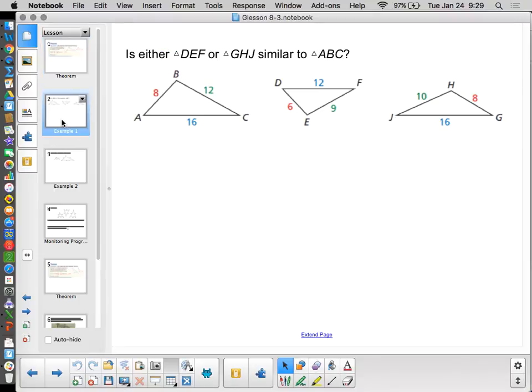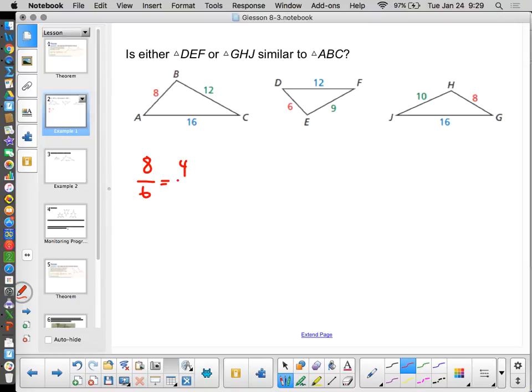So the question I'm asking here is, are any of these triangles similar to one another? The way we find out is we line up the corresponding sides. Shortest to shortest, middle to middle, longest to longest. Now, fortunately for us, these are already color-coded, so I can tell what's the shortest side. So we'll start with A, B, C, and D, E, F. So the shortest side of A, B, C is 8. The shortest side of D, E, F is 6. That fraction reduces to 4 to 3.